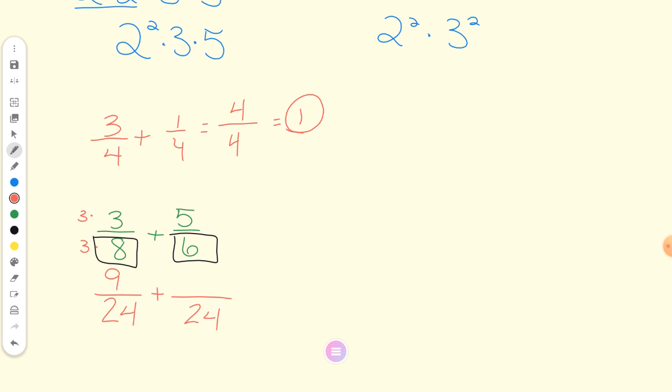Okay, on the other side, Finley, how do I turn a 6 into a 24? Times 4. I'm going to do times 4. If I multiply the bottom by 4, I have to multiply the top. 5 times 4 is? How do we add fractions? Just the numerators. What's 20 plus 9? 29. Is my denominator 48? No. What is my denominator? 24.